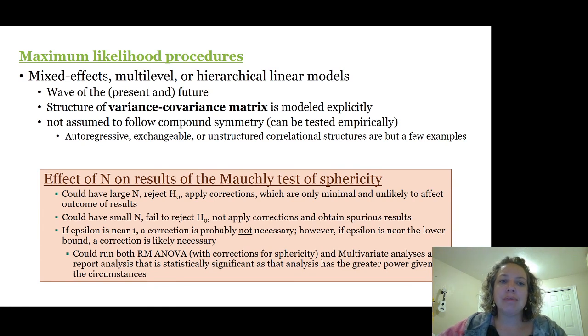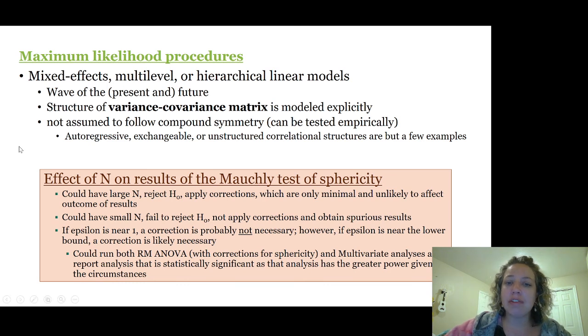So there's a plug, take more stats, definitely that one, because you don't have to follow compound symmetry or sphericity. They're a lot more flexible. I'll leave it there.